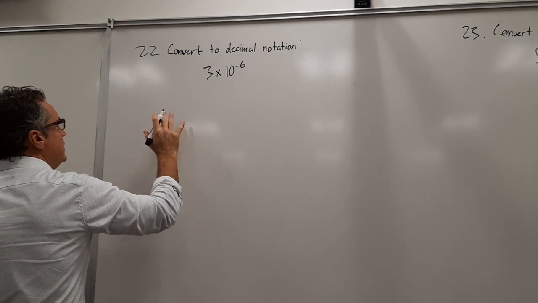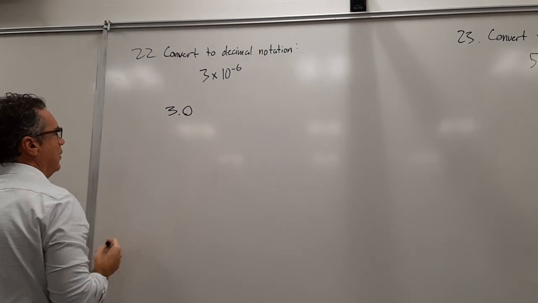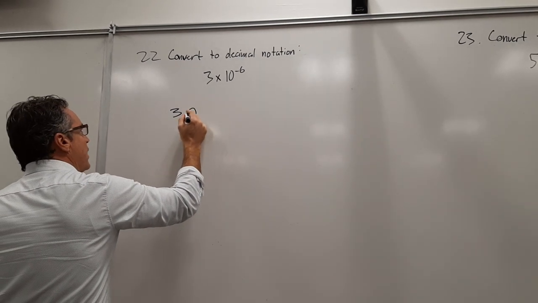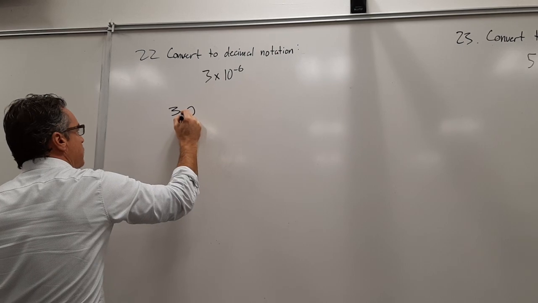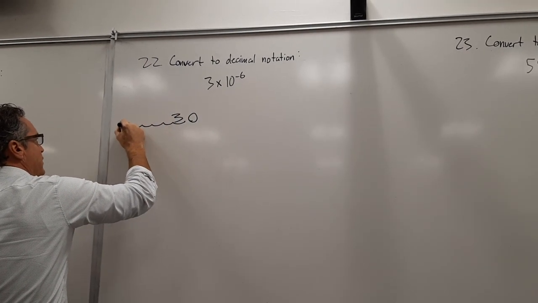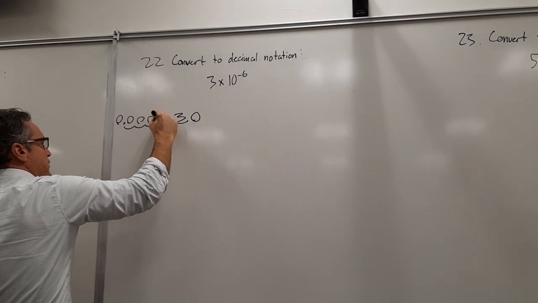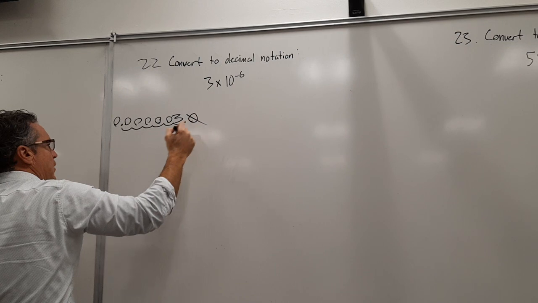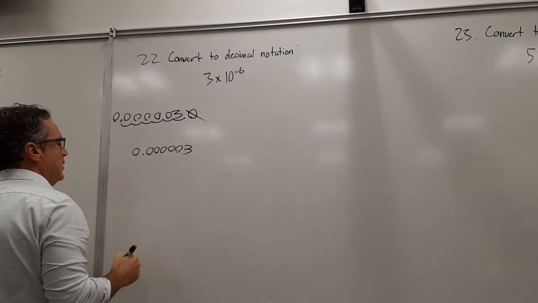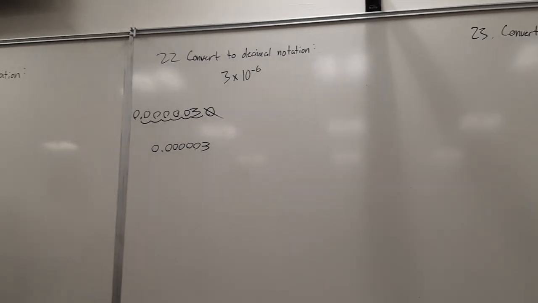Next one, convert to decimal notation. So we have 3 times 10 to the negative 6. Think about this for a minute. I have 3.0 ultimately times 10 to the negative 6. If I am going to take this in the negative direction, I'm going to move it left 1, 2, 3, 4, 5, 6. Now my decimal is there. I can say 0.0000003, and I've converted that to its decimal notation.